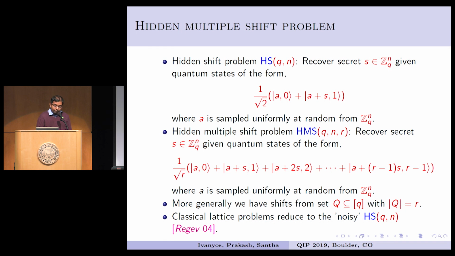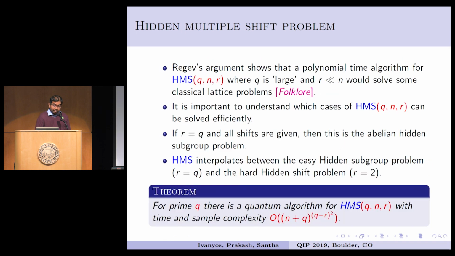One of the main motivations for studying such problems is that it has been known since 2004 that classical lattice problems reduce to noisy variants of the hidden shift problem with two shifts. By noisy I mean that we don't have a perfect oracle, but with high probability one gets states of this form, and with some small probability one gets a completely arbitrary state. The implication is that if one had a polynomial time algorithm for the hidden shift problem, one would also be able to solve the lattice problem. So one expects these hidden shift problems to be really hard. The same is true for the hidden multiple shift problem.